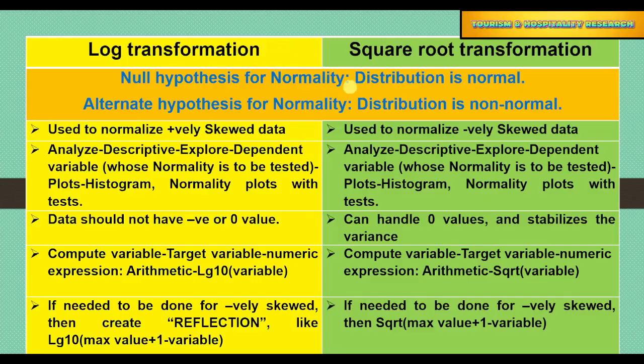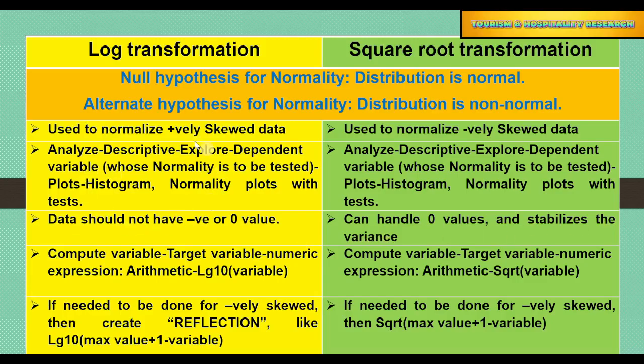And in case the data is negatively skewed, similarly you can do square root transformation. The steps are: go to Analyze, Descriptive, Explore, dependent variable, that is enter the variable whose normality is to be tested. Check on Plots, and histogram and normality plots with tests. A special condition over here is data should not have negative or zero values. Whereas in case of square root transformation, it can also handle zero values and stabilizes the variance.